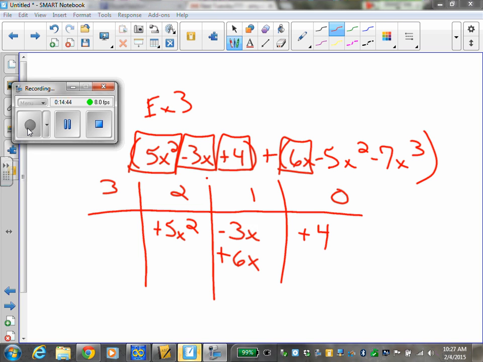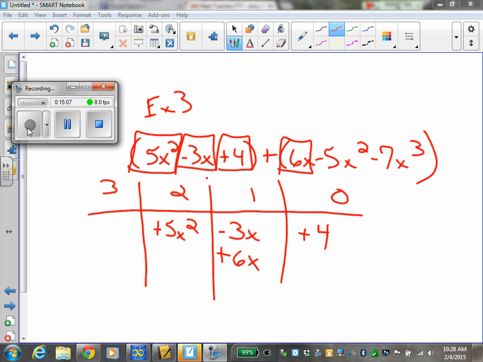Get your signs down there. You make sure every single one of them has a sign because, and everybody says, but it doesn't matter, I know that's positive. Yeah, but if you get used to dropping your signs now, what's going to happen with 3x? You would bring down a positive 3x instead of a negative 3.